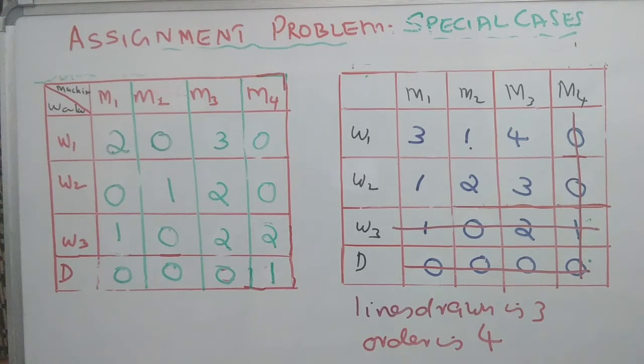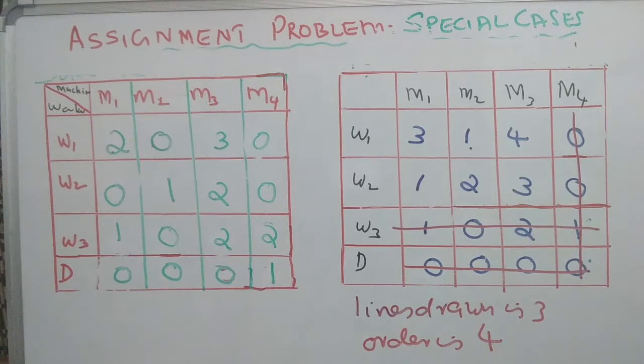We identify three types of elements. One, numbers not covered by lines. Two, numbers covered by a single line. Three, numbers at the junction or intersection. Among the uncovered numbers, choose the smallest. Subtract that from the uncovered numbers. Add that to the intersection.